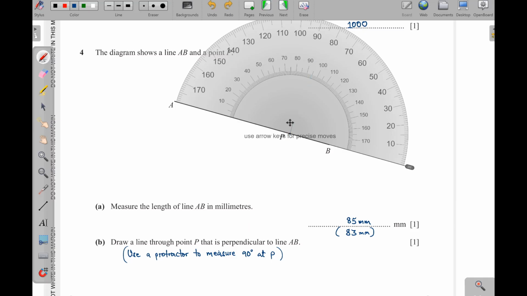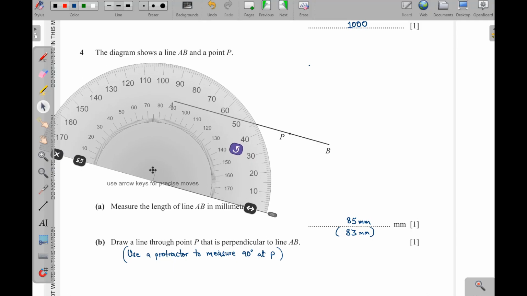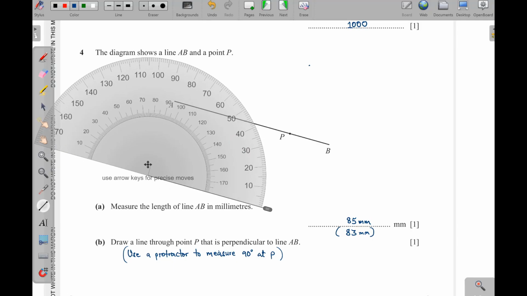Okay, so I'm going to mark this point here, 90. Let's say I'll mark just a small point there, and then I can remove this one here. Then I can draw just like that.